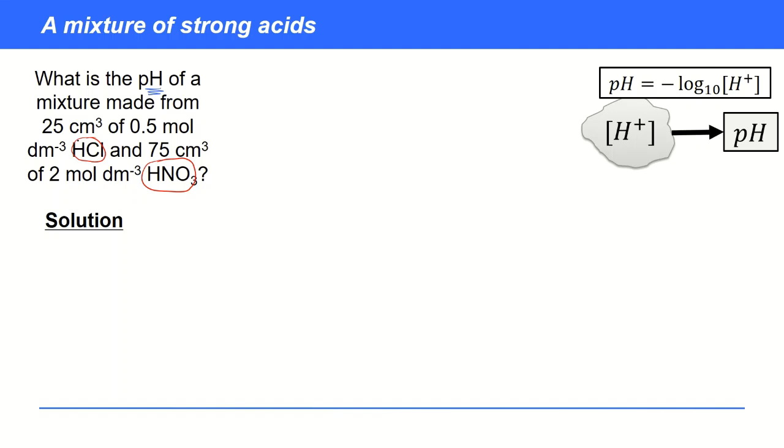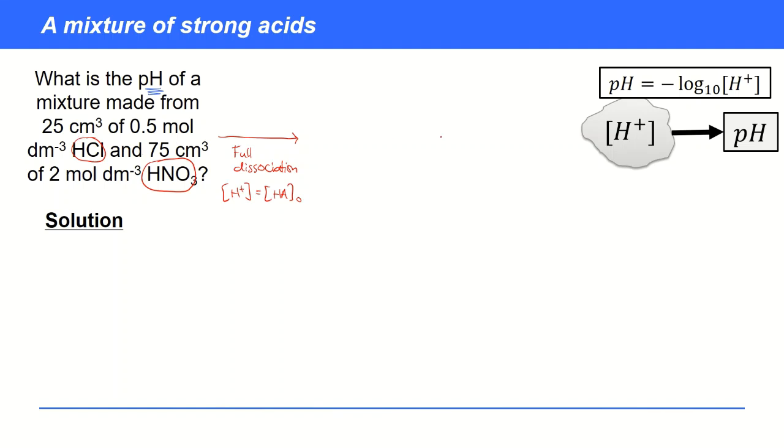But now it's not quite so easy to go straight to the H plus ion concentration, even though we're going to carry on making our assumption that these acids are fully dissociated. So we've got full dissociation, and so we're going to assume that the H plus ion concentration is equal to the initial concentration of the acid. However, it's not quite so straightforward here because we've actually got two acids that we're dealing with.